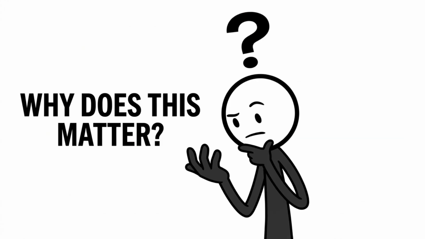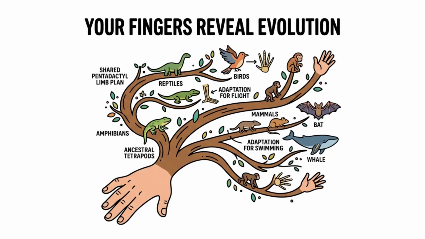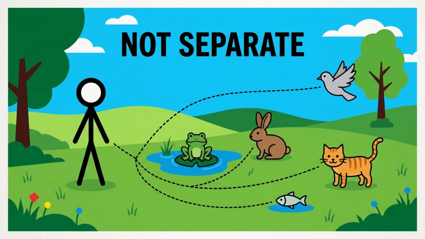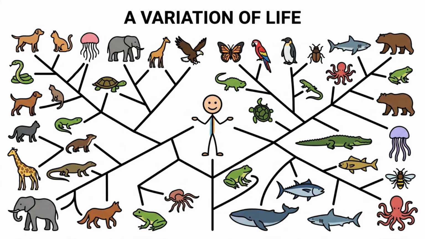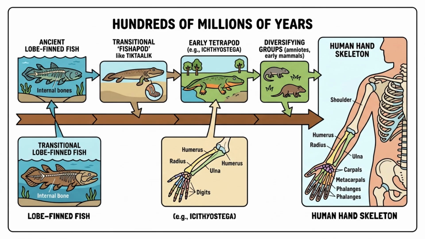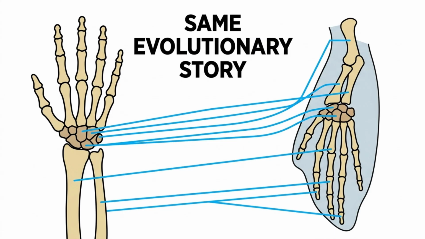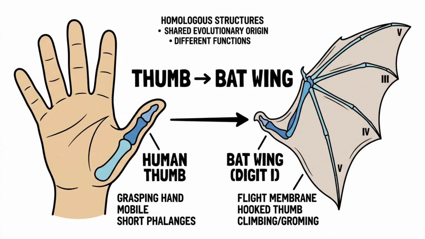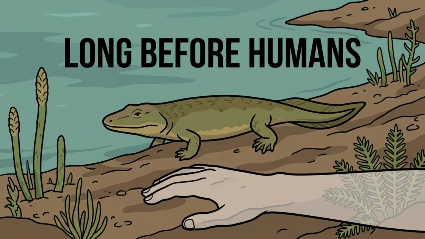But why do we care about this? Because your fingers reveal something important about evolution. You are not separate from the natural world. You are a variation of it. The bones in your hand connect you to animals that lived hundreds of millions of years ago. The same evolutionary story connects your wrist to a whale's flipper, your thumb to a bat's wing, your fingers to the limbs of creatures that walked onto land long before humans existed.